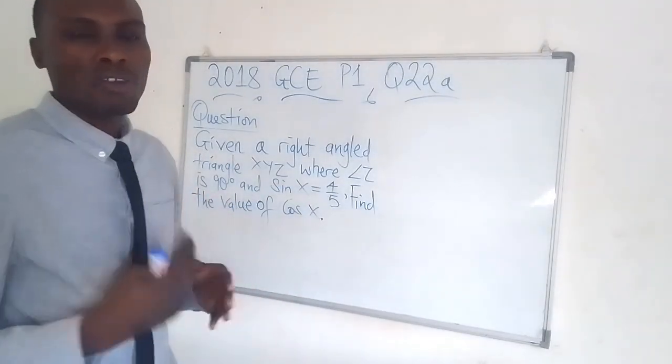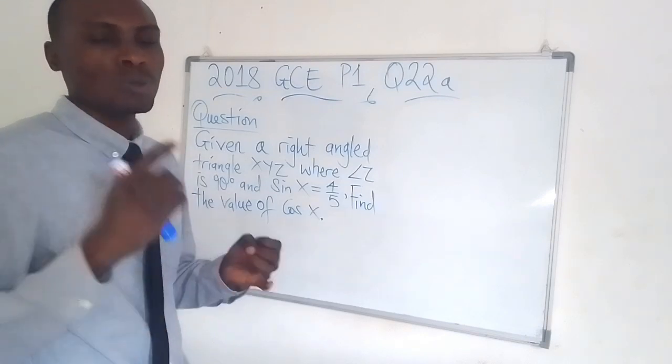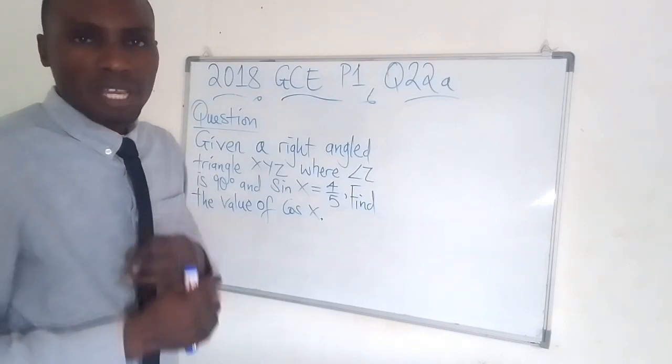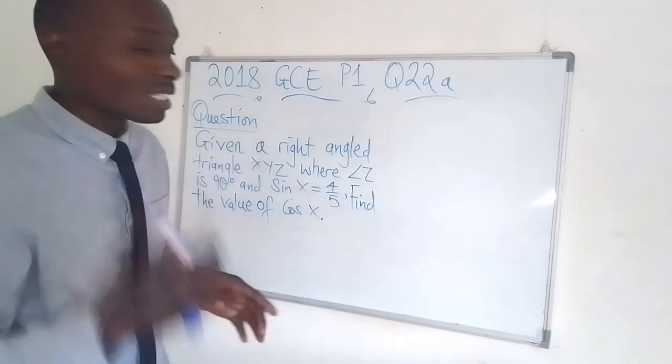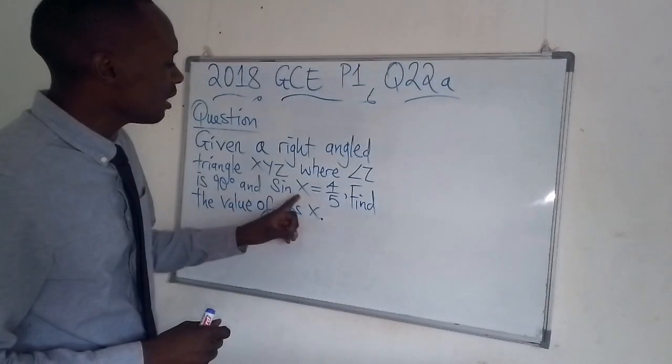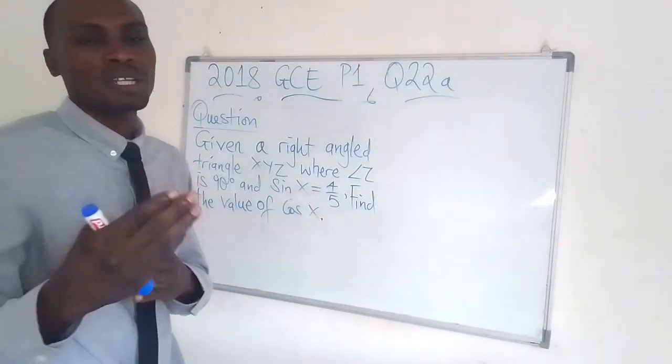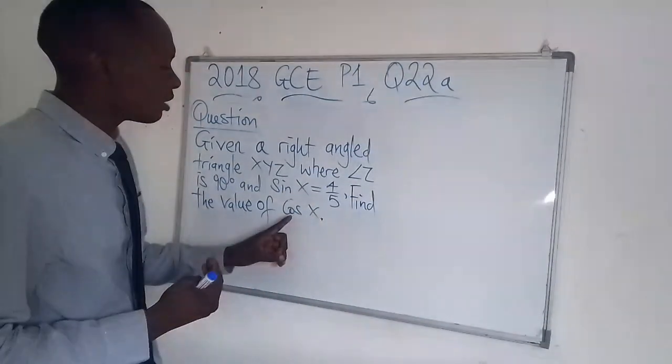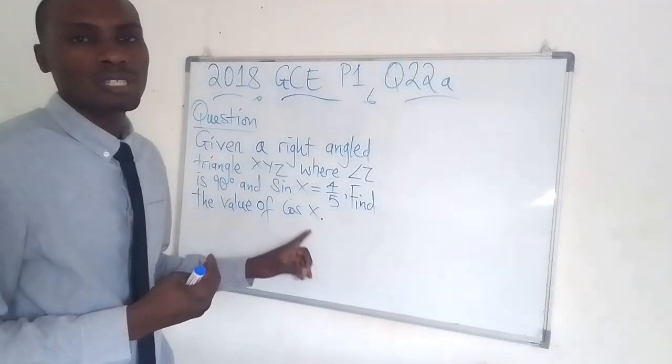So we want to get the value of cos X. We don't want the angle X, but the value of cos X, just like the way sine has been given here. Sine X is equal to 4/5, so it has been given as a fraction. So we want a fraction that is equal to cos X.